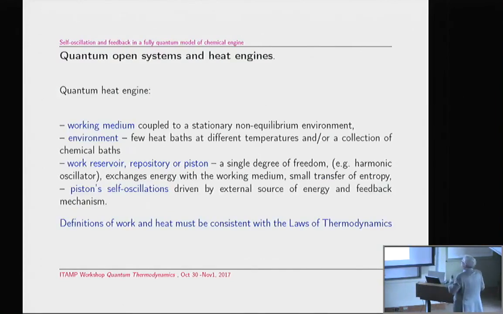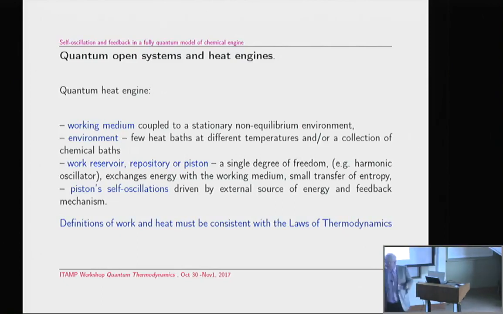Okay, so what is the picture I would like to advocate? This is the picture of a quantum heat engine. It consists of several elements. We need some kind of working medium coupled to a stationary non-equilibrium environment. We have this non-equilibrium environment. Typically, there are at least two heat baths at different temperatures, but there can also be a collection of chemical baths with different chemical potentials. The third element is what is called a work reservoir, work repository, or simply a piston.